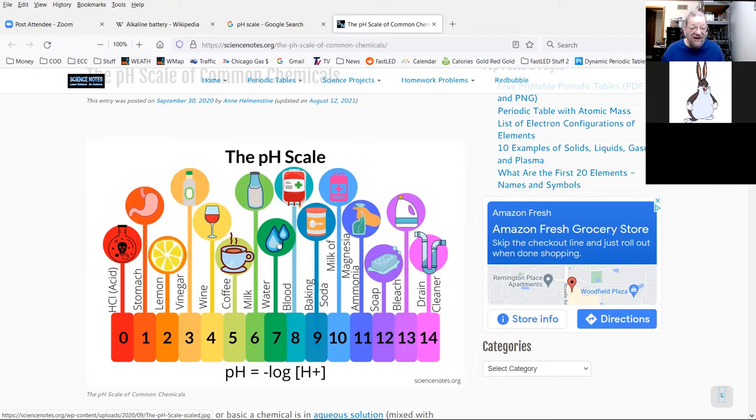And water, theoretically, pure water has a pH of 7. Guess what? The stuff that comes out of your tap or sink in your house, whether bathroom, kitchen, or whatever, is not pH 7.